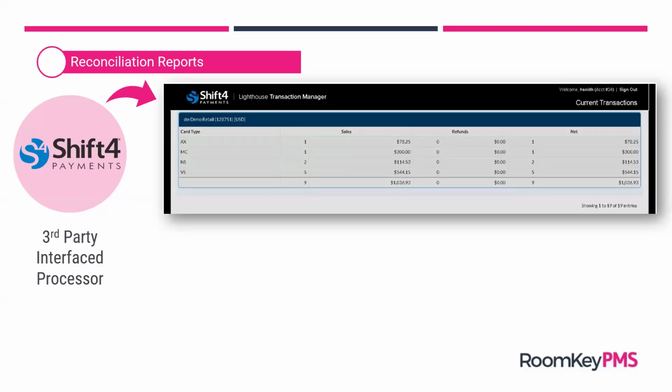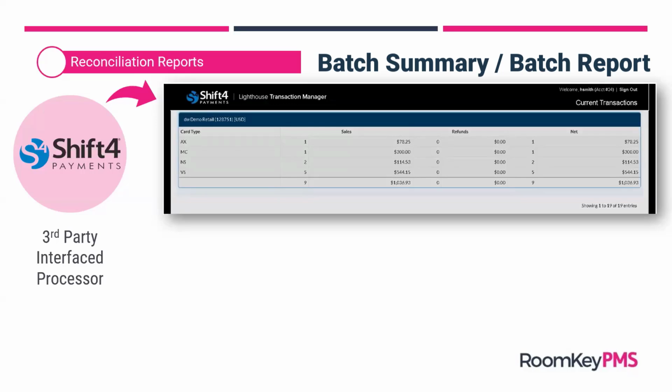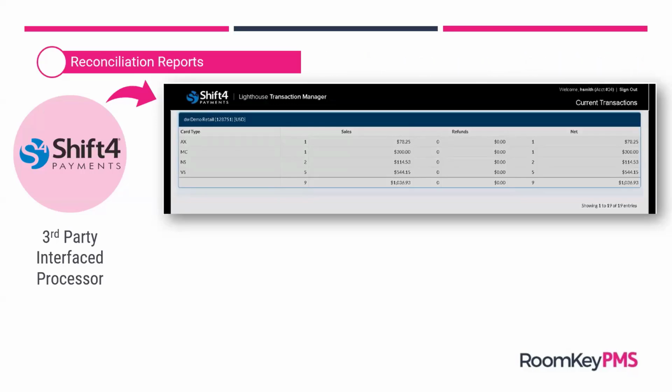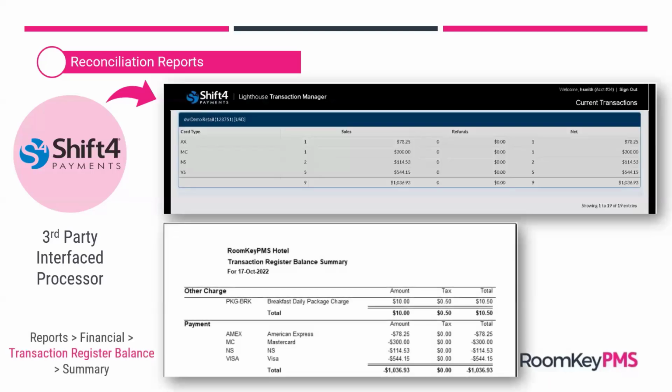I believe it's called Current Transactions is the name of the report, or it might be called a batch summary or batch report in Shift4 as well. So once you access that report on the Lighthouse Transaction Manager portal, you will use the same report in Roomkey. That's the Transaction Register Balance Summary report. And once again, you'll manually verify that each of these values match. So make sure that the American Express, the MasterCard, Mystery Card, and Visa credit card amounts match, as well as your final total. You want to make sure that these are matching between the two systems, Lighthouse Transaction Manager reporting and your transaction register balance summary in Roomkey.